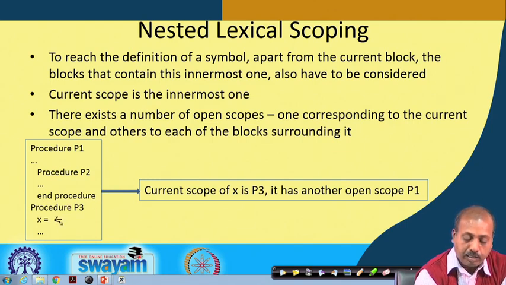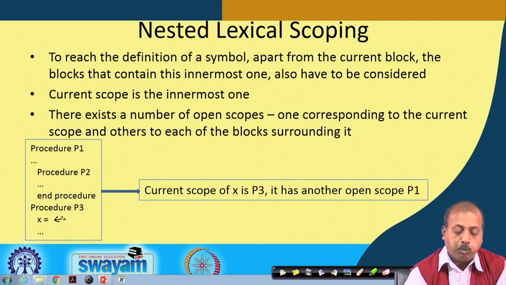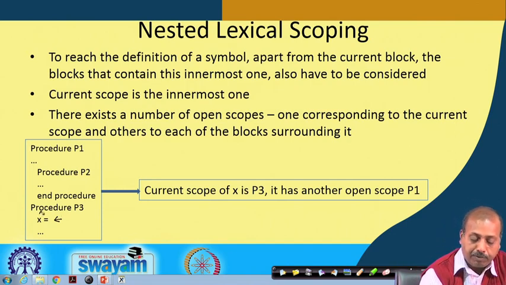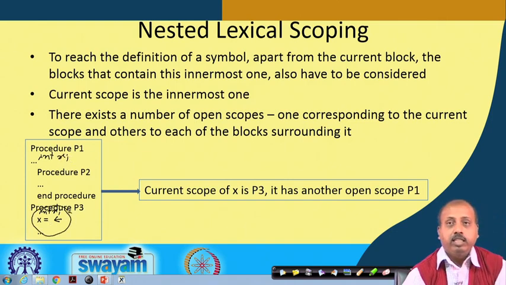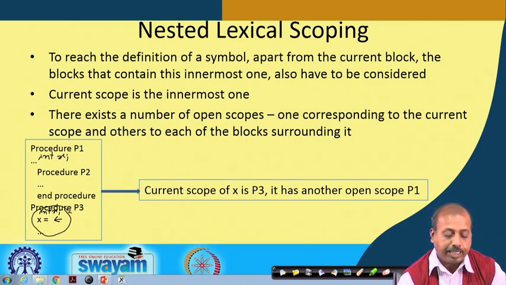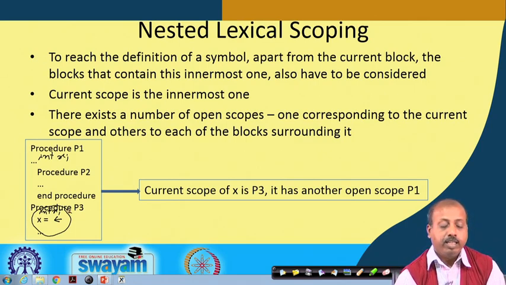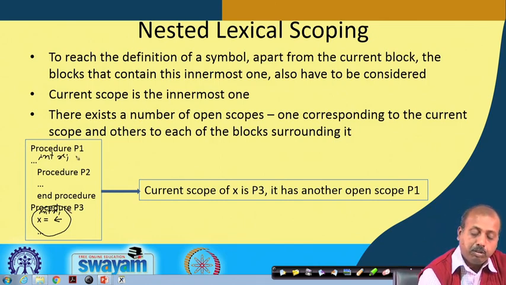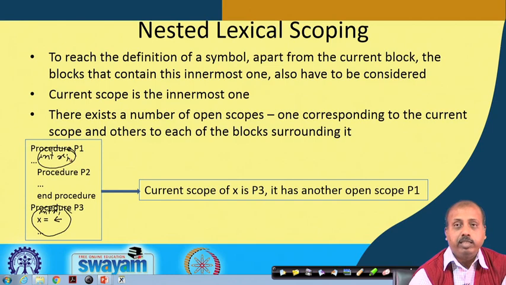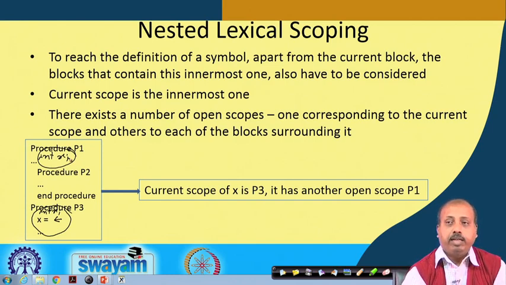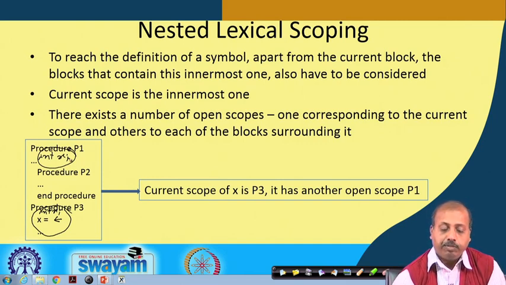So, when we are at this point, we have two possible scopes for x. One possibility is that in the procedure P3 itself x is defined. The other possibility is that it is defined in the procedure P1, somewhere here. So, first it will look into the procedure P3 definitions. If it can find x within that, it will use that reference, and if not, then it will look into P1's scope, because P1 is the next higher level of nesting that we have. Accordingly it will try to find the reference.